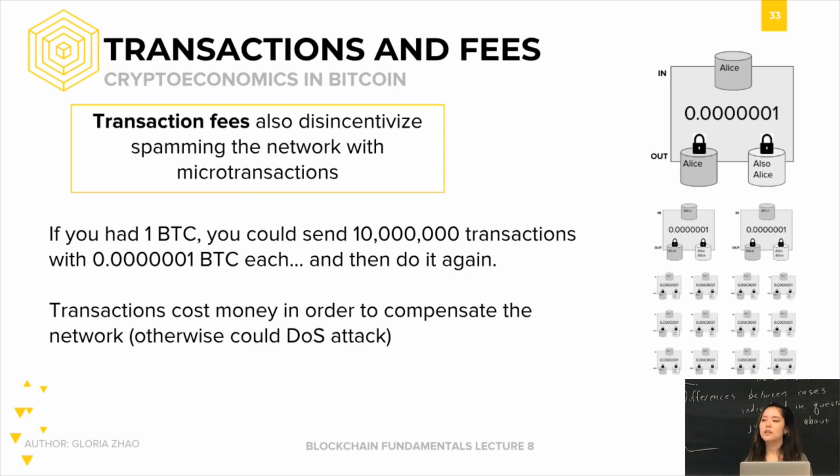And so another way that transaction fees work with incentive alignment is they disincentivize spamming the network with microtransactions. So let me paint the picture for you. If you had 1 Bitcoin, that can be split into 10 million units of 0.0000001 Bitcoin, and that can equal 10 million transactions. So if you want, you could send 10 million transactions whenever you want, because you could just send it back to yourself and do it all over again. So in a world where miners have to include every transaction, this would suck for the network and clog it up. But because you have to include transaction fees in order for miners to include your transaction in the block, there's no reason why you would do this, because you would just be spitting nonsense out into the world that nobody really cares about. So this is also a penalty or disincentivization technique that is used. All right. And so transactions cost money in order to compensate the network.